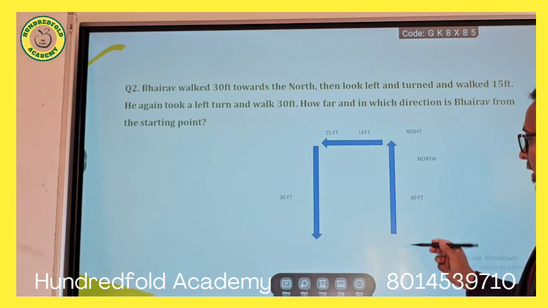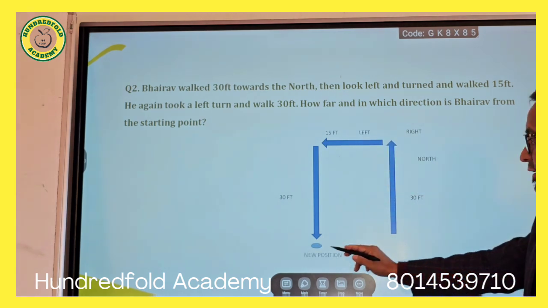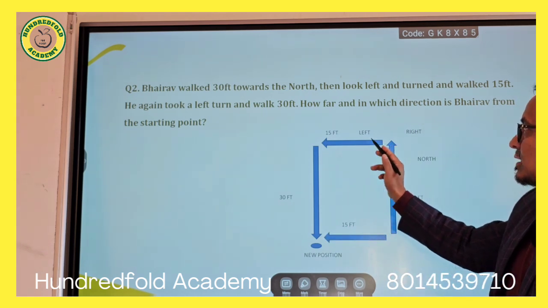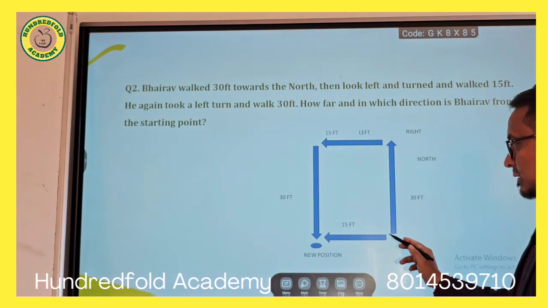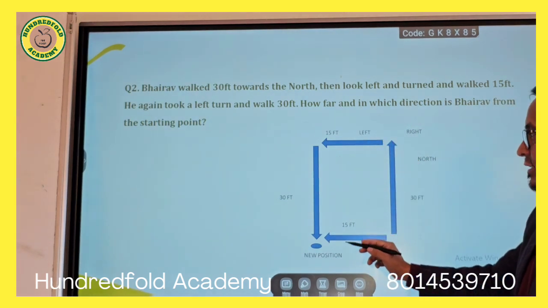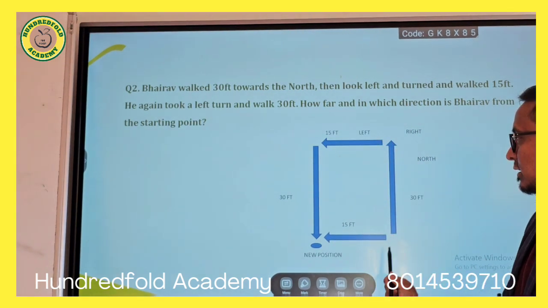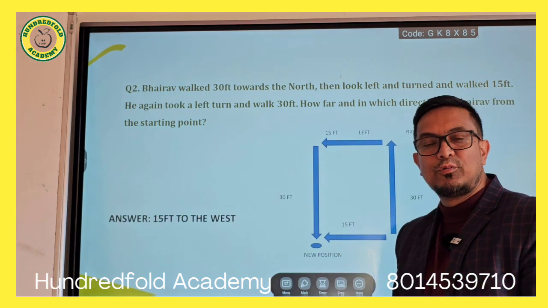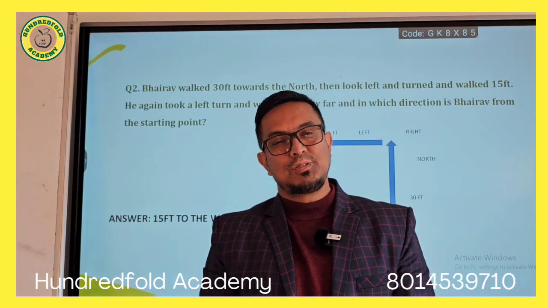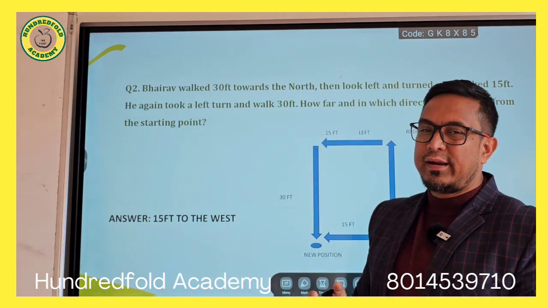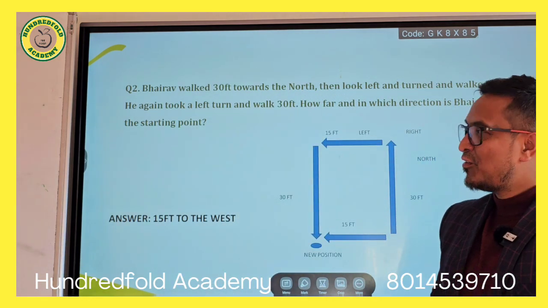Now how far? So this is his new position and this is his old position. So now you see, if this is 50 feet, this is also 50 feet. So now how far? He is 50 feet. And which direction? If he is this side, now he is towards his west. So the answer would be 50 feet to the west. So this is how simple direction is for you as you prepare for your CUET PG.